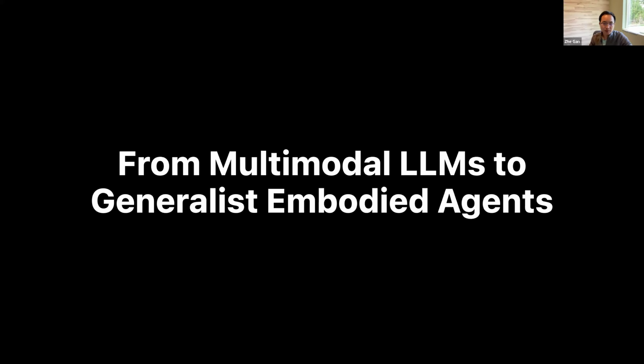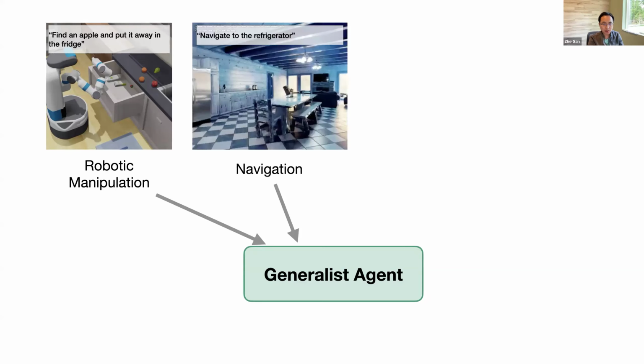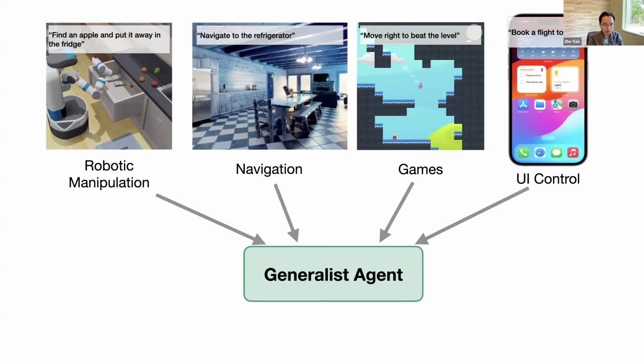A multimodal LM itself cannot take action, right? This is what we all know, because your output is a text sequence. So here we basically transform your vision language model into a vision language action model. What we want to do is a generalist agent. We want to have one single agent that can do robotic manipulation, navigation, games, and UI control.